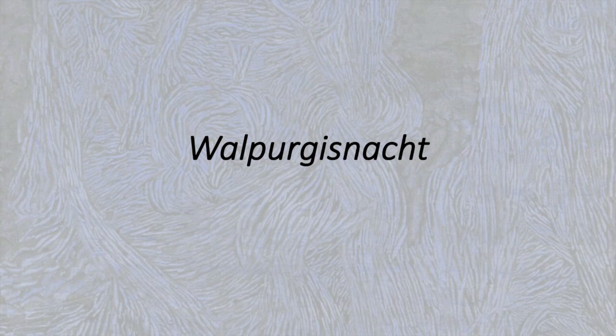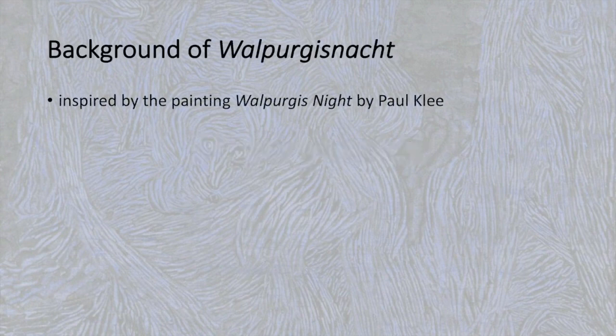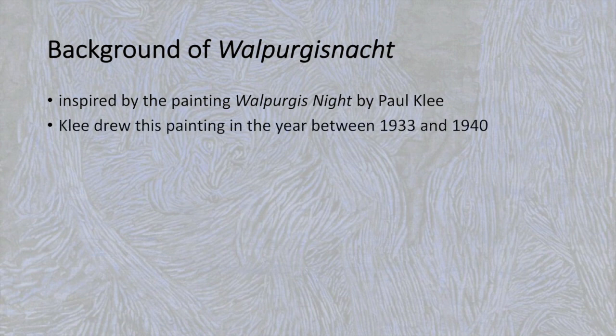The piece Walpurgisnacht is a chamber music work composed for woodwind quintet. This piece is inspired by the painting Walpurgis Night by Paul Klee. The painting depicts the feast of Saint Walpurga, where the evil spirit and the witches meet and celebrate together.